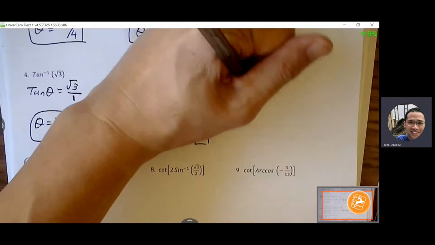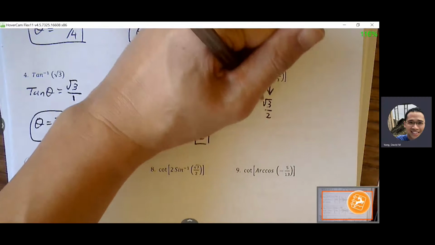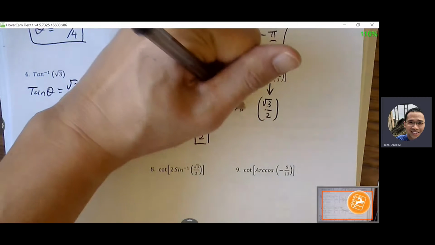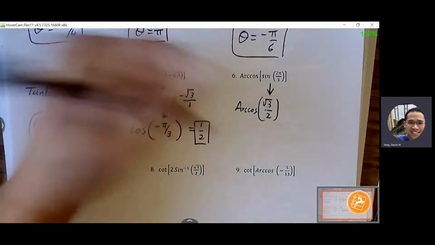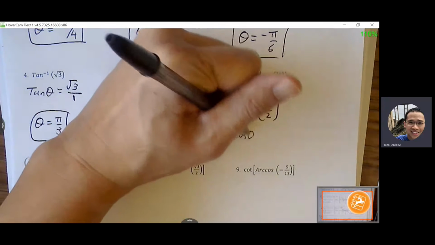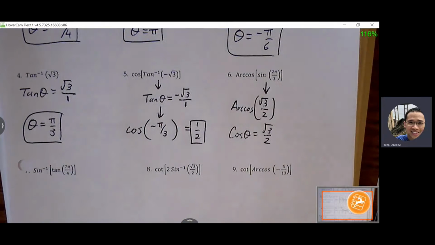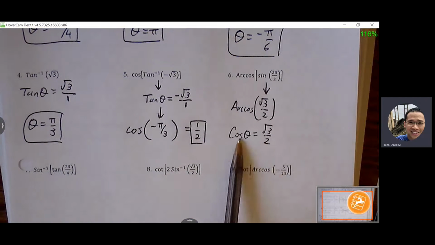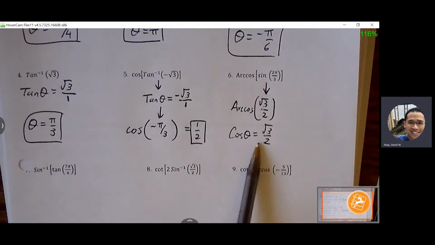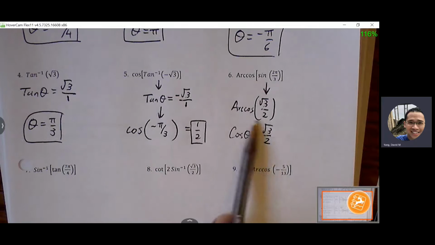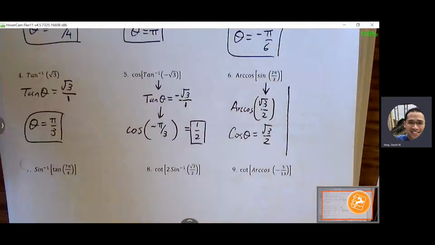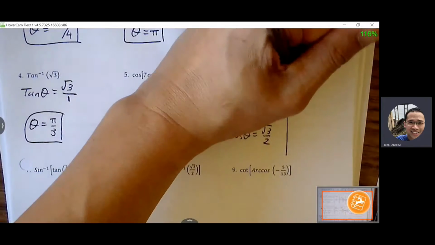Root 3 over 2. Once you make that substitution, now you can move on to the larger problem, which is saying when is cosine of theta equal to root 3 over 2? Positive, so now you know that principal value, this is dealing with the first quadrant, so theta is equal to what? Pi over 6.